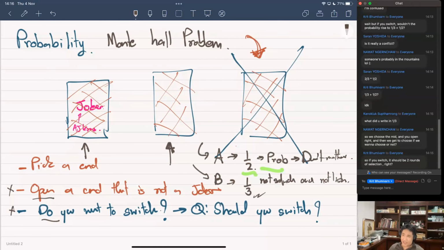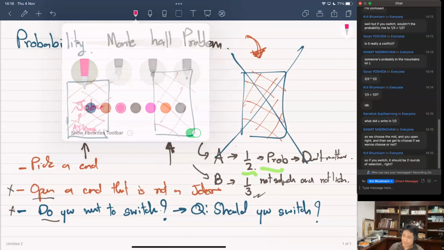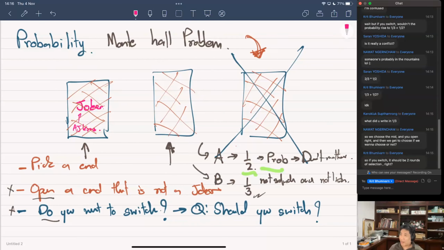So the tool that we're going to use to analyze this is a tree. We're going to draw a tree of what can happen. Any questions about the rule though? What we are trying to understand is, what is the probability that you're winning, right? We want to answer this: should you switch or not?